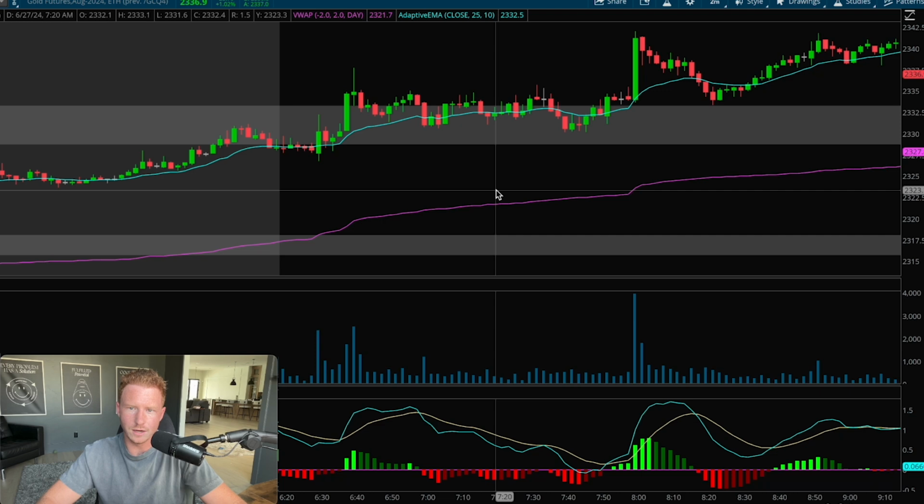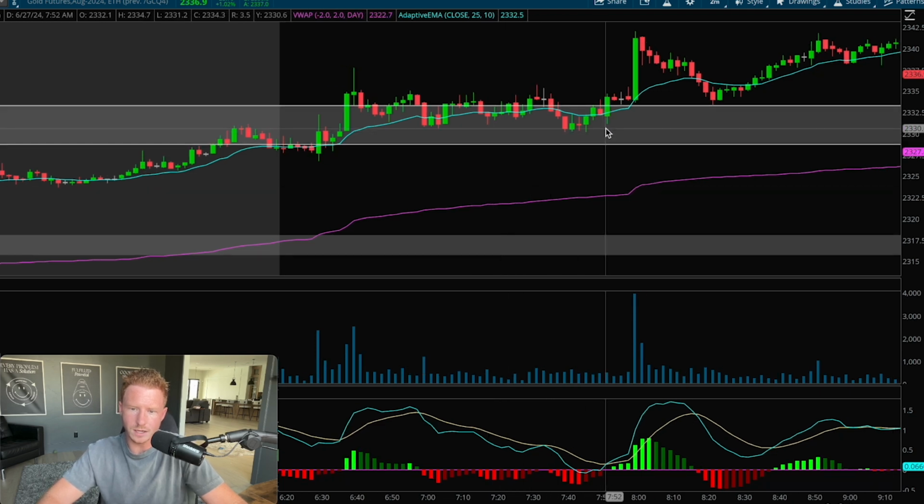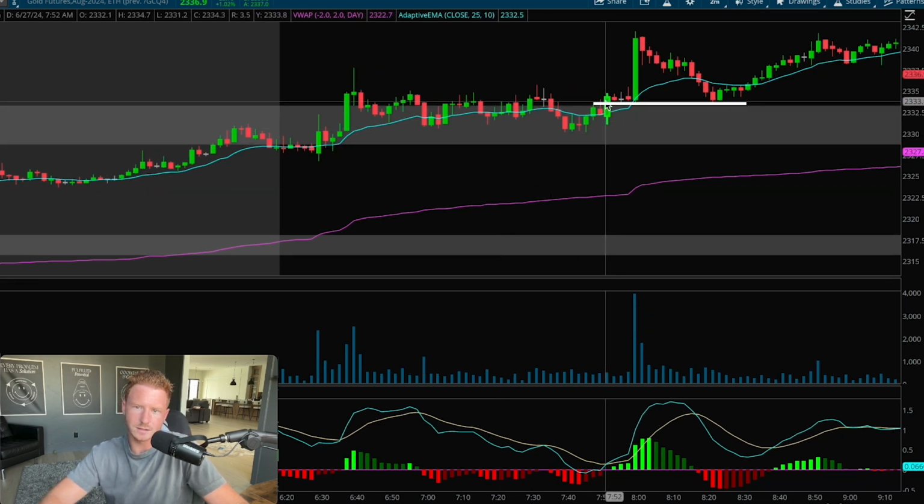And what we can see here is I actually got in around right here when this MACD crossed. So I got in around this candle. I ended up selling at around 40. So I caught a nice 6 points on gold. This is a nice trade for me.